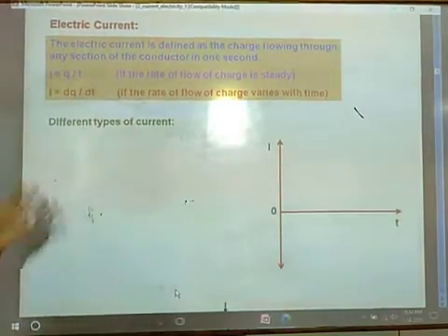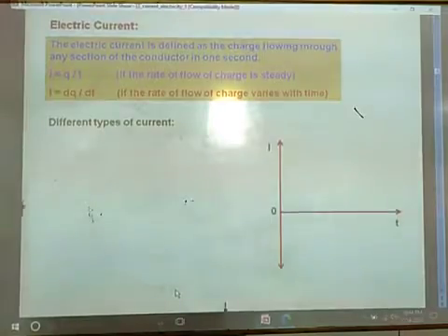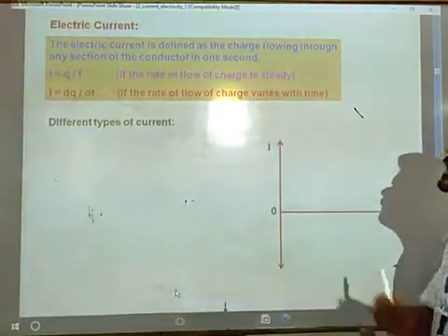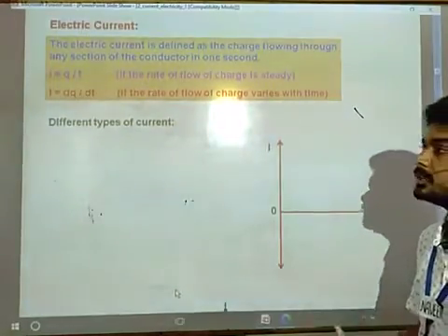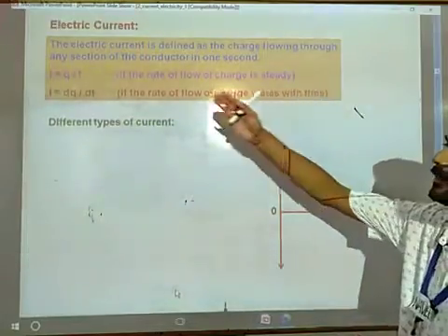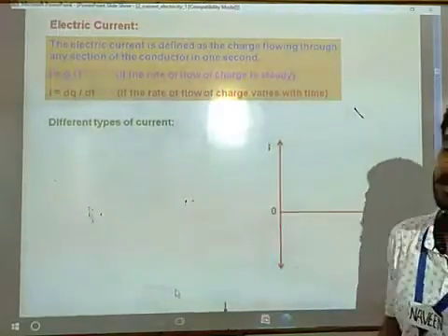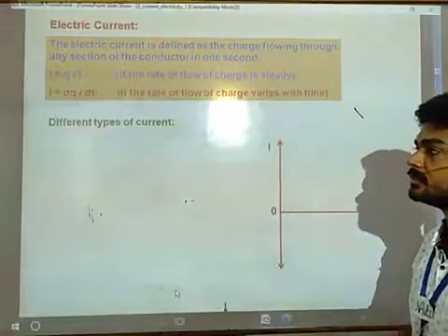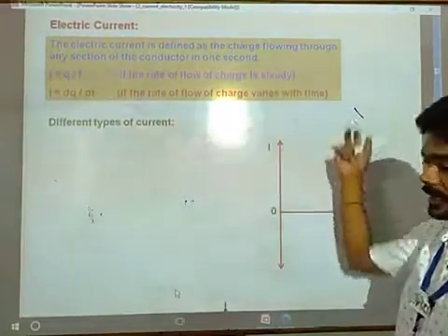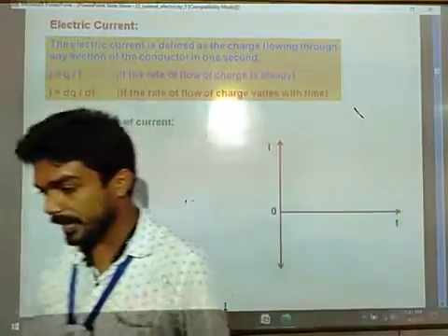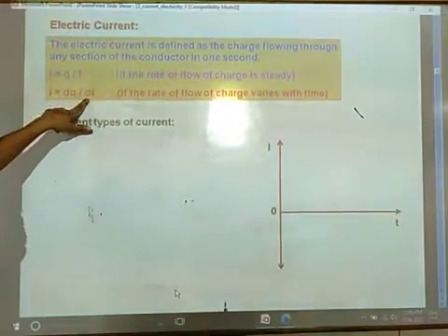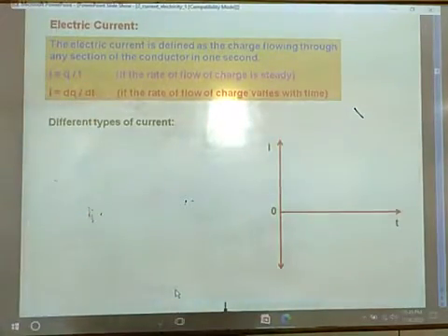I would like to start from current. Students, as we can see on the screen, the definition of current we have already discussed. If the rate of flow of charge is steady, then we use I = Q/t, the rate of flow of charge. In class 10, we have discussed this. And if the rate of flow of charge varies with time, then we will use the formula dQ/dt, in differentiation form.